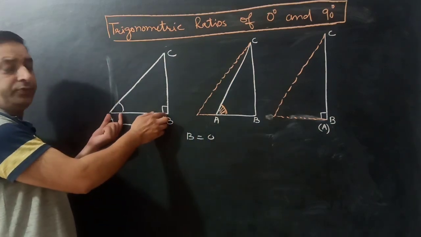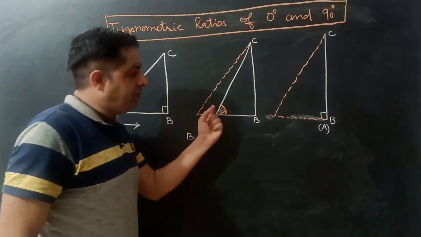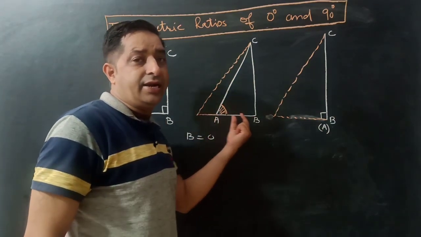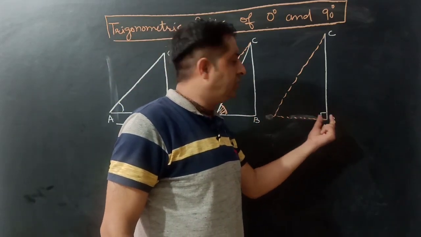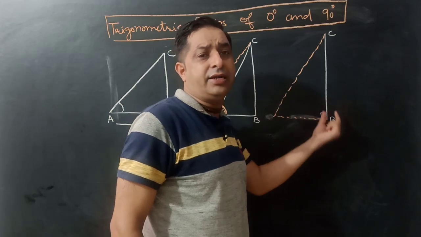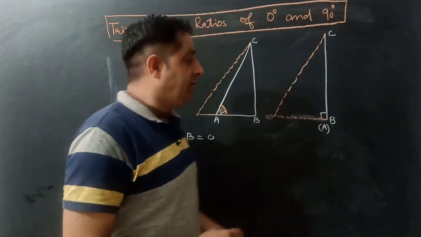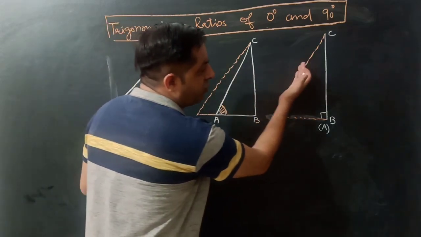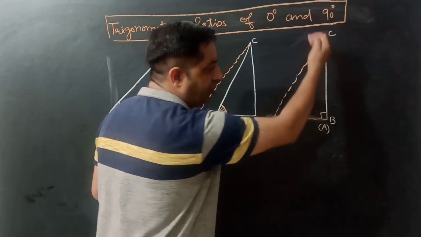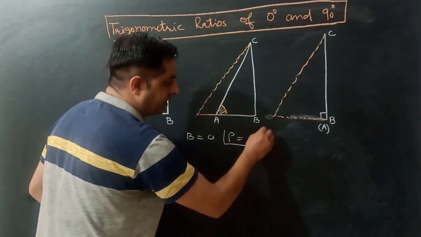This base AB. When we push A toward B, this angle A becomes larger and larger. And at one point when A is very close to B, this angle A is approximately 90 degree and this angle C is approximately 0 degree. In this case the base becomes 0 and this hypotenuse coincides with this perpendicular, meaning the perpendicular and hypotenuse become equal in this case.